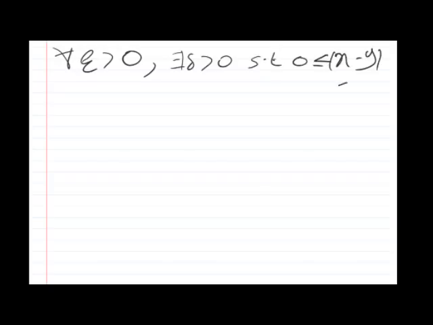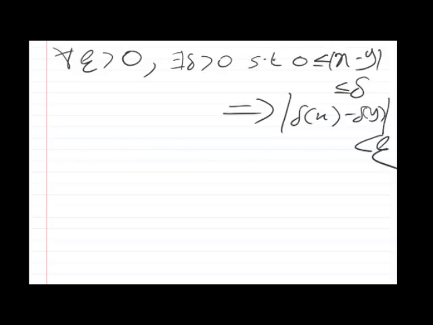For all epsilon greater than 0, there exists delta greater than 0 such that 0 ≤ |x − y| < delta implies |f(x) − f(y)| < epsilon. This is the normal definition of a continuous function.